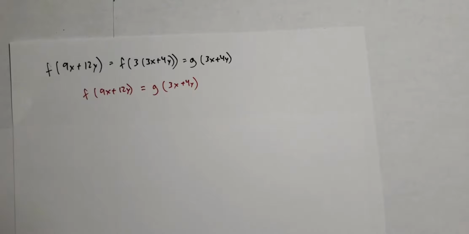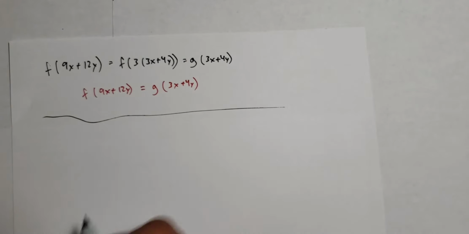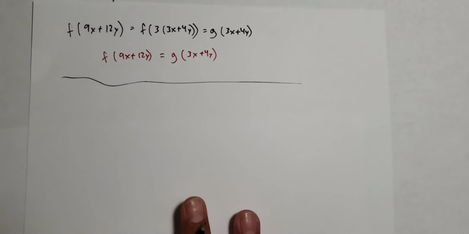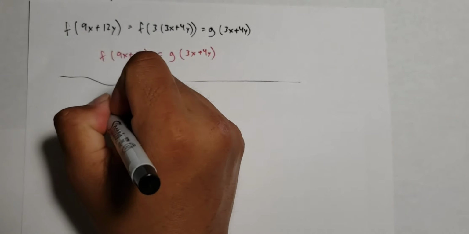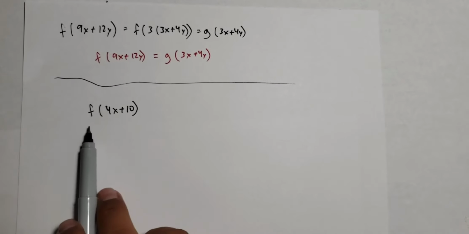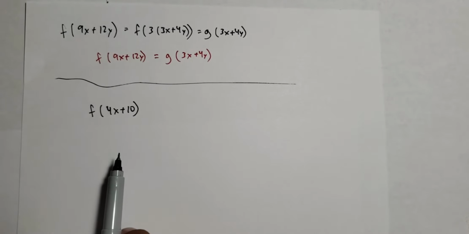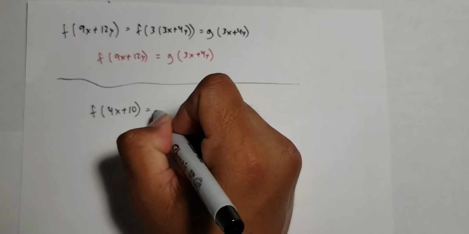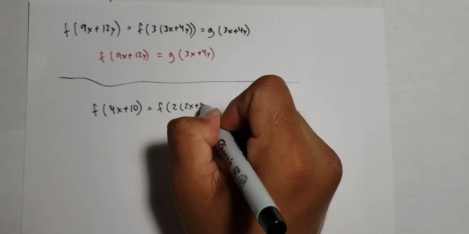I'm going to use some concrete examples, a little bit easier, not using two variables, just one. So here's one example. Let's say I have the function f of 4x plus 10. Right, so this can be any function evaluated at 4x plus 10. Now, I can factor out a 2. So that'll be 2 times 2x plus 5.